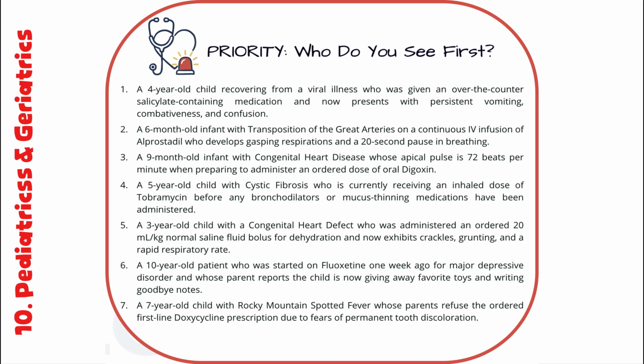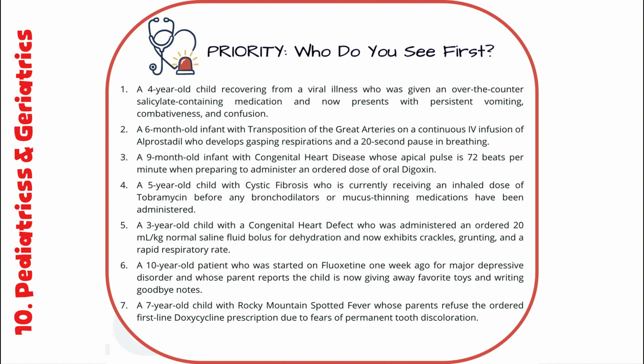A 4-year-old recovering from a viral illness who was given an over-the-counter salicylate and now has persistent vomiting, combativeness, and confusion: Reye's syndrome, rapidly escalating cerebral edema, and liver failure. A 7-year-old with Rocky Mountain spotted fever whose parents are refusing first-line doxycycline over tooth-staining fears: untreated RMSF is fatal. Life-saving therapy overrides cosmetic concerns here, and this needs urgent re-education.